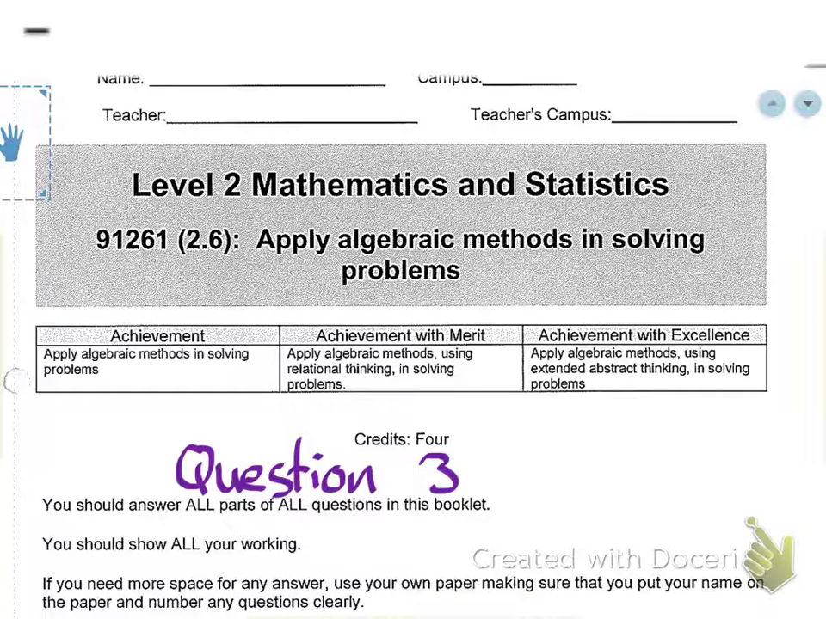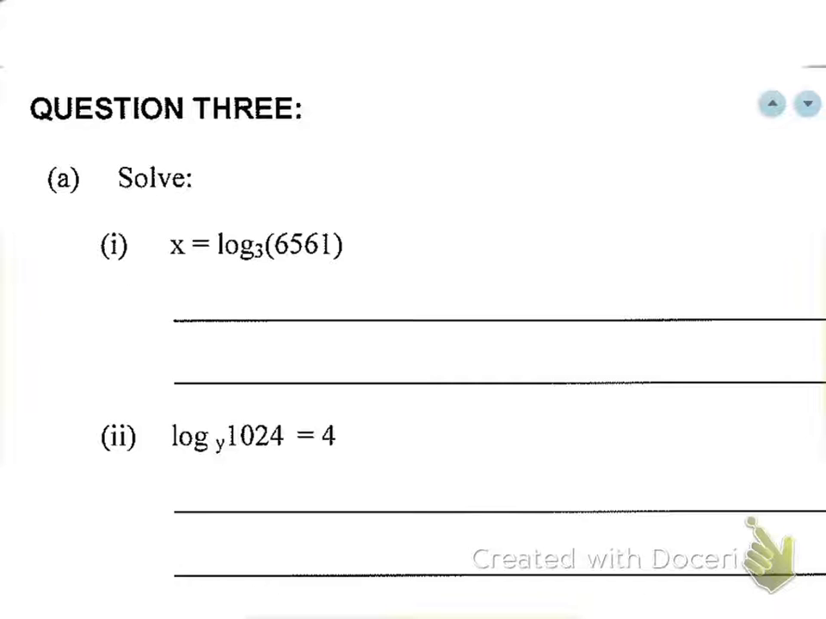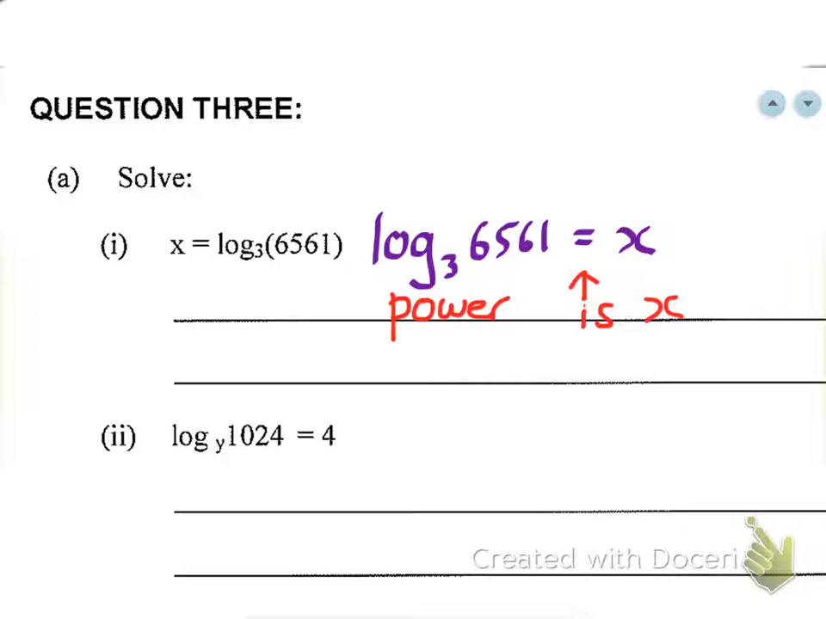Question 3 of the 2013 practice exam. Question A part 1 is a log 1. Remember, logs are powers. So writing this to put the x on the other side, what we're really saying, the power is x. And we can see that the base is 3. So 3 to the power of x equals 6561.